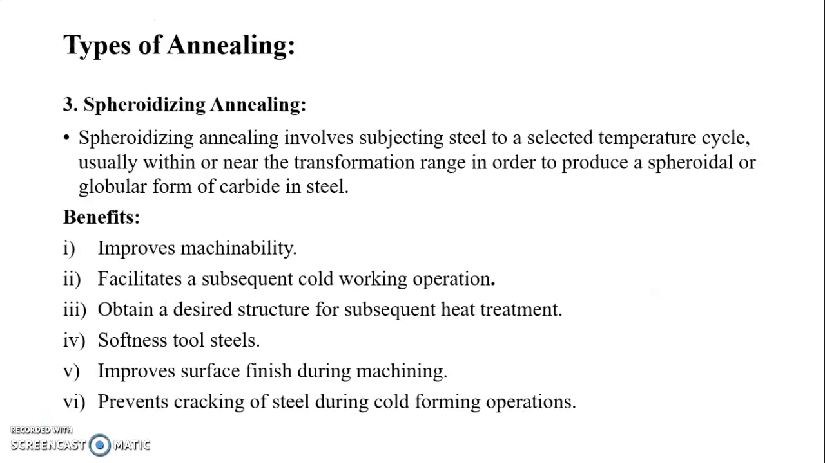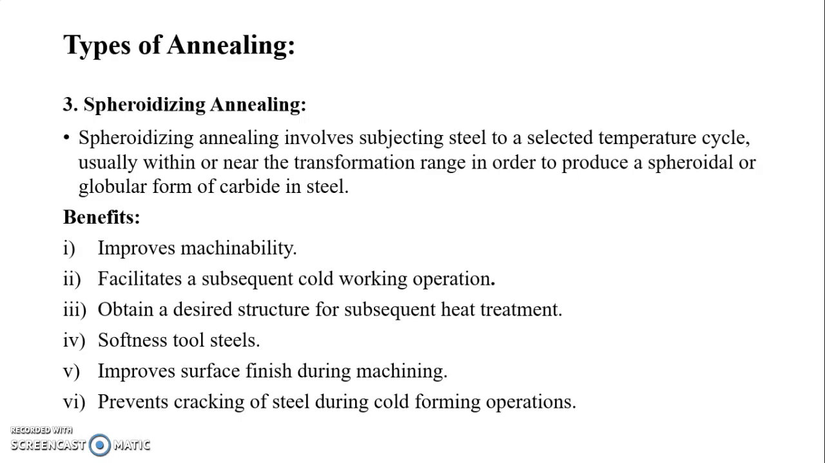Then the third type of annealing is spheroidizing annealing. Spheroidizing annealing involves subjecting steel to a selected temperature cycle, usually within or near the transformation range, in order to produce a spheroidal or globular form of carbide in steel.